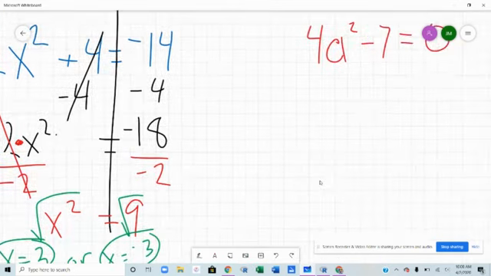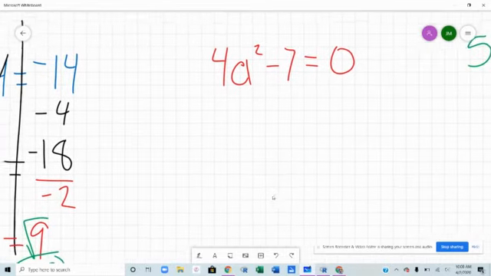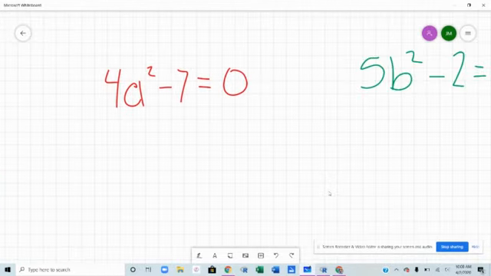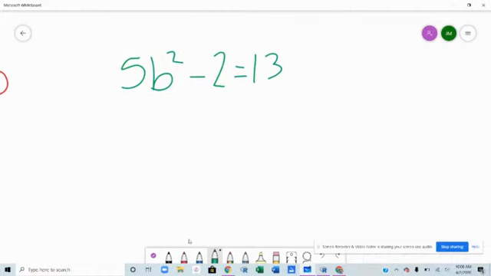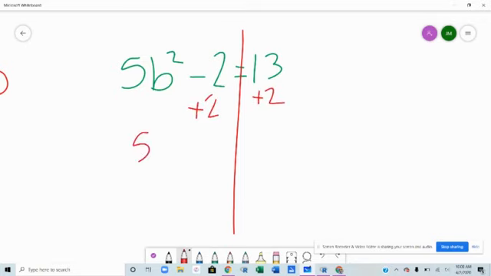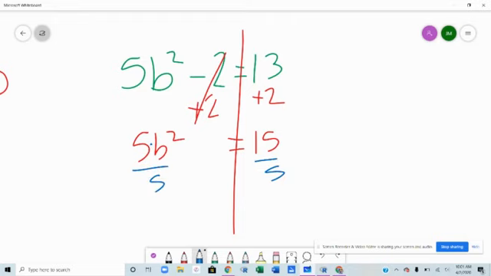All right, last one. Let's skip this one. Let's go to the next one. Last one. 5b squared plus 2 equals 13. SAD map says get rid of addition or subtraction first. You should subtract 2 because you have adding 2. Gives you 5b squared equals 15. After addition or subtraction, get rid of multiplication or division. We have times 5. So divided by 5. B squared equals 3.